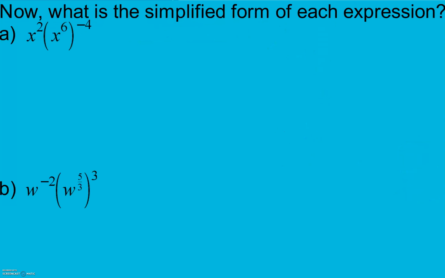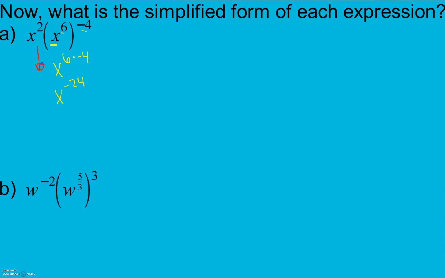Simplified form of each expression here. We take our base with the 2 exponents there, which means power to a power. We have to get rid of that second exponent first. We have to simplify with exponents before we can do multiplication. So here, I take 6 times -4. Because it's power to a power, I multiply my exponents, and I get -24.